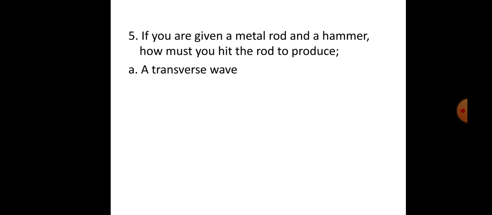Next, question number 5. If you are given a metal rod and a hammer, how must you hit the rod to produce a transverse wave? Look, metal rod and the hammer are given. For a transverse wave, if the direction of oscillation and the direction of motion of the wave are perpendicular, it is said to be a transverse wave.